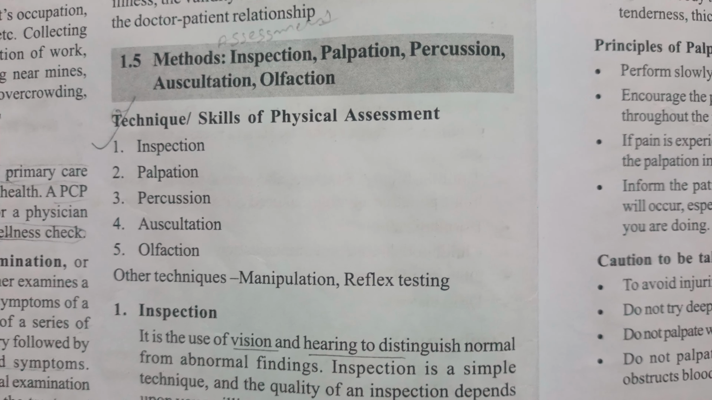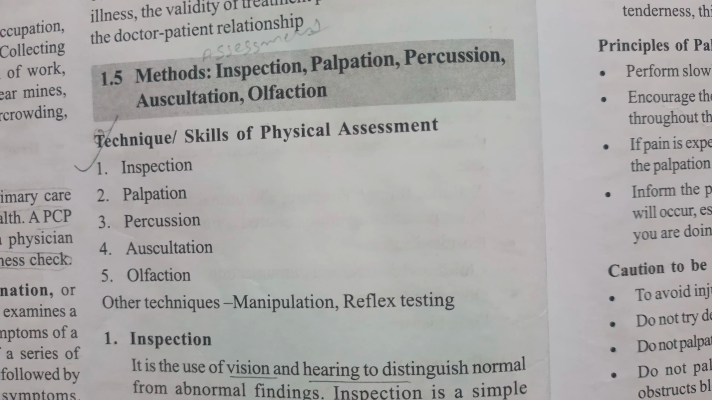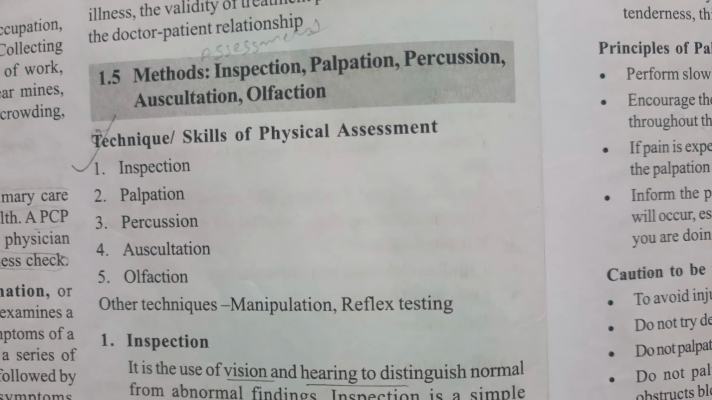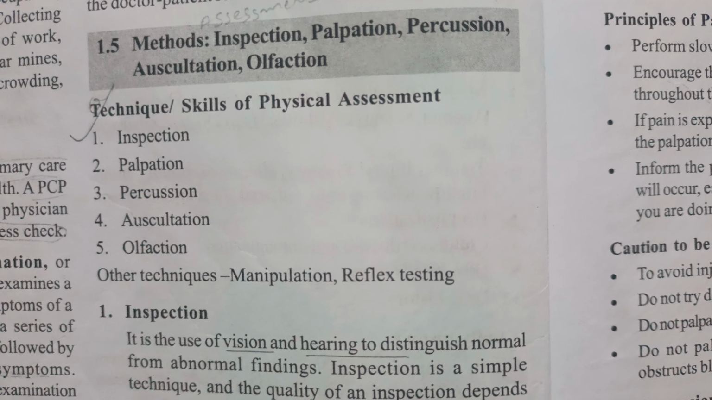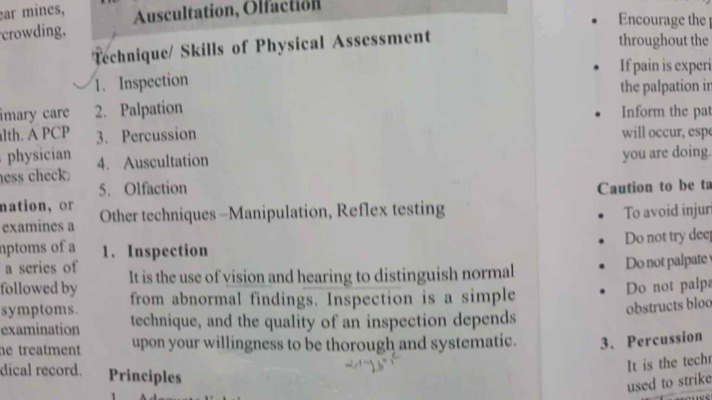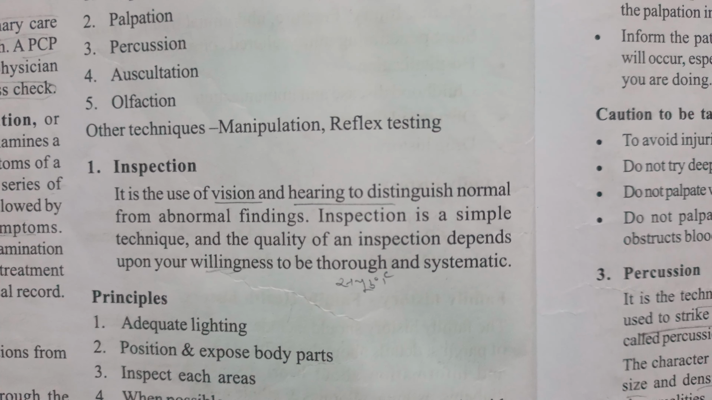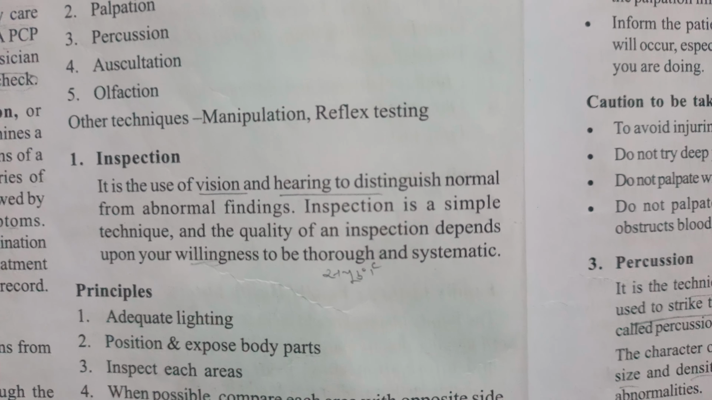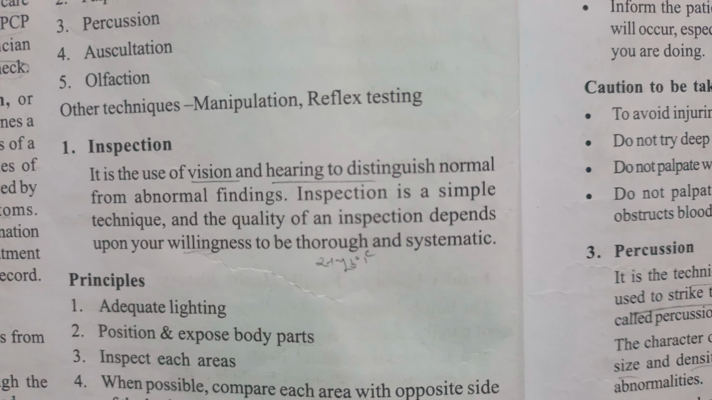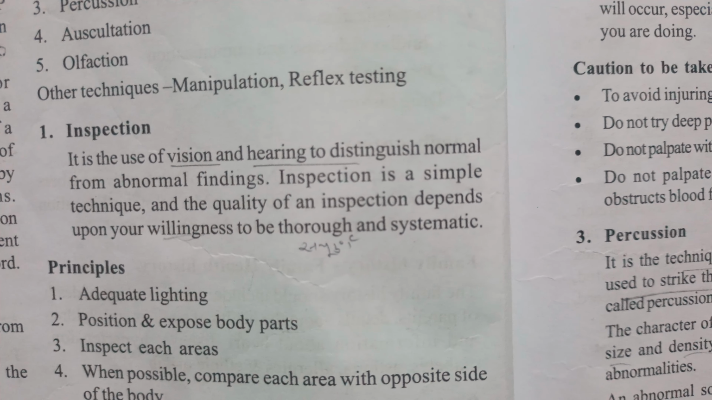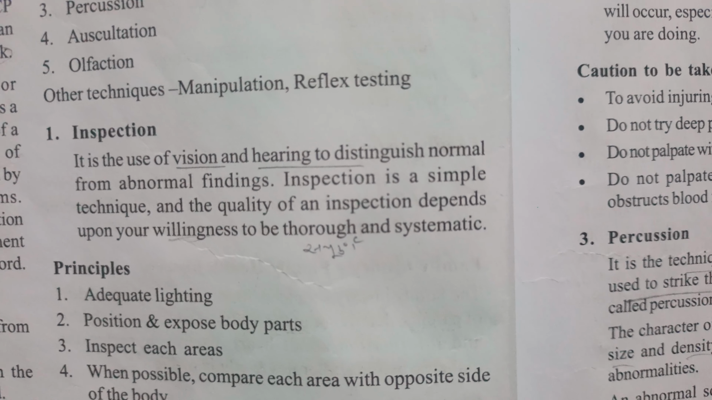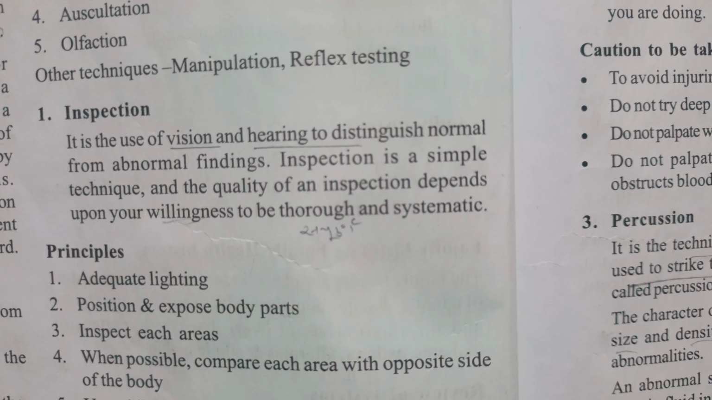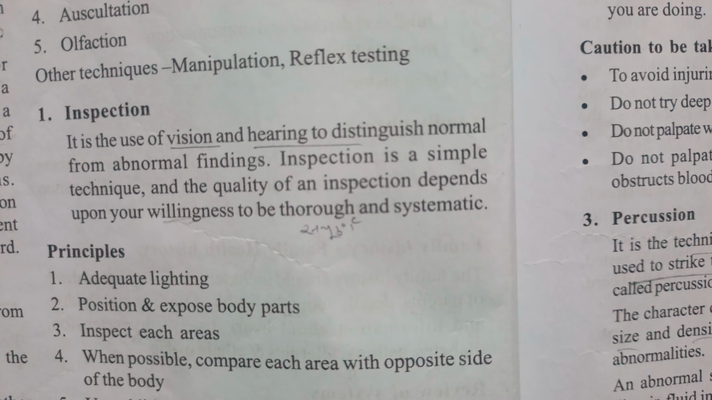Method of assessment: mainly we focus on the four. The first one is inspection, palpation, percussion, and fourth auscultation. Extra is olfaction. So the first one, inspection. It is the use of vision and hearing to distinguish normal from abnormal findings. Inspection is a simple technique and the quality of an inspection depends upon your willingness to be thorough and systematic.